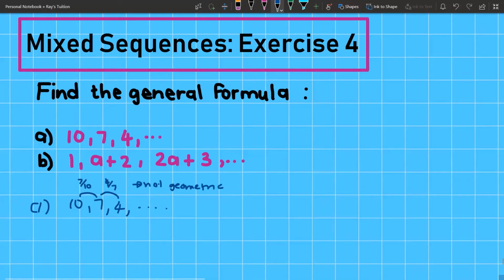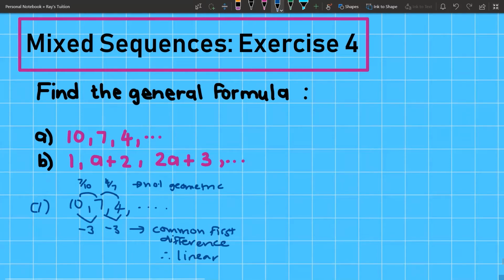Let's check whether it is linear. So we take the common difference. 7 minus 10 is -3 and 4 minus 7 is -3. So there is a common first difference. And if there's a common first difference, it means that it is linear.